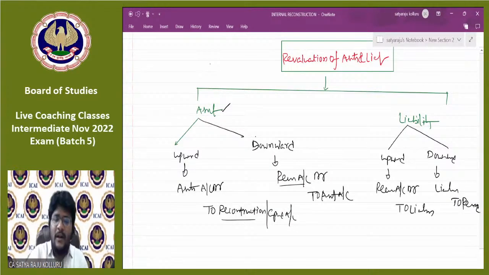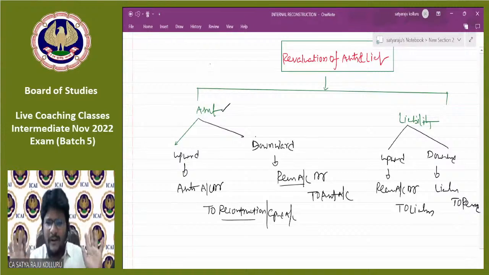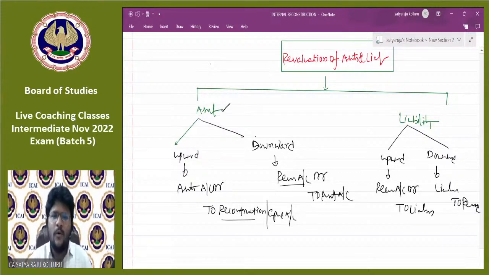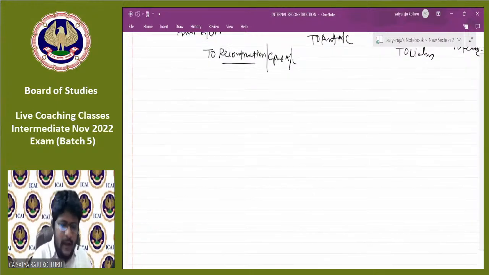So first time revaluation upward, second time revaluation downward, it doesn't occur in the process of internal reconstruction. Either upward or downward, that's it, right? So that's why no need to think about first time or second time, as you think in the AS 10 PPE. Is it okay, guys, all of you? Fine. Next. I'll end my discussion with one more concept.